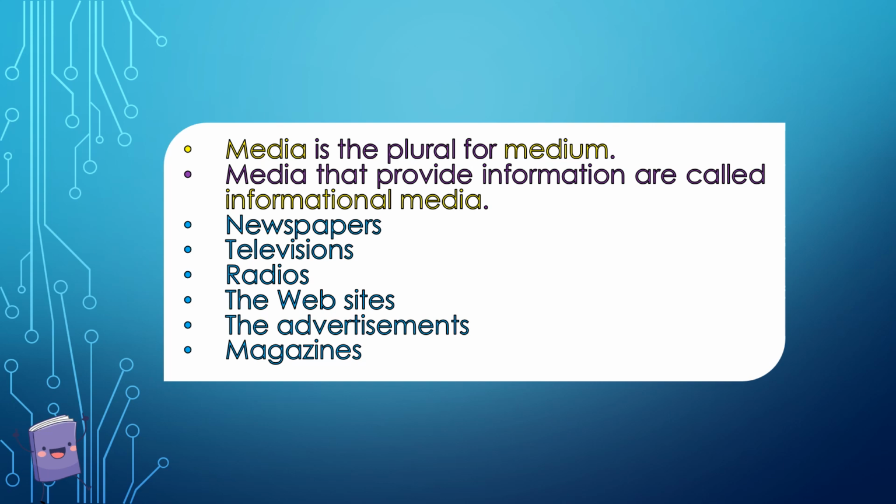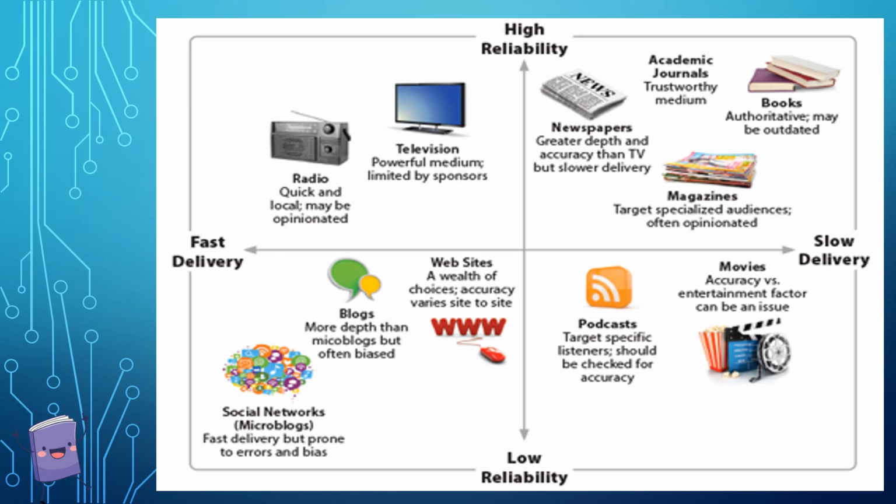The newspaper on your doorstep, the television in your living room, the radio in the car, the websites you visit on the computer, the advertisements you find in magazines and newspapers are all forms of media. Okay, so here we've got radio, television, websites, blogs, academic journals and newspapers, magazines, books, movies, podcasts. These are all kinds of media.